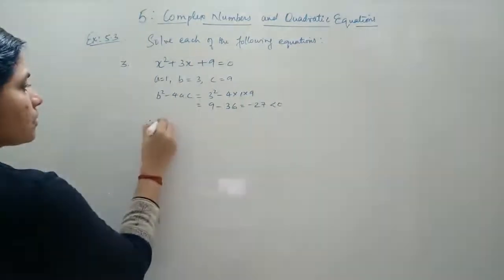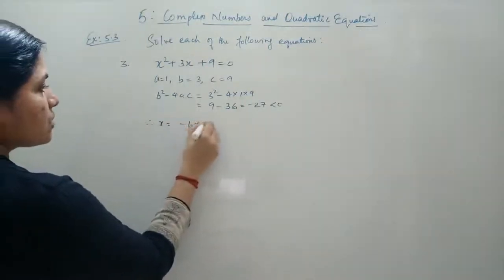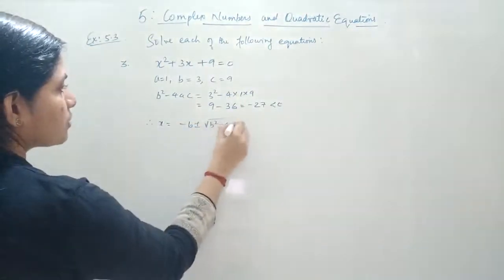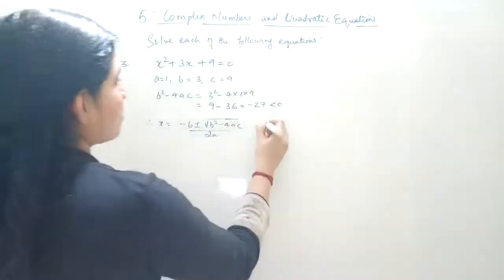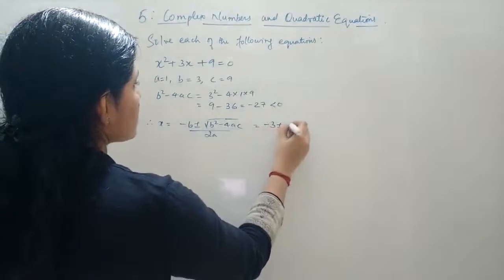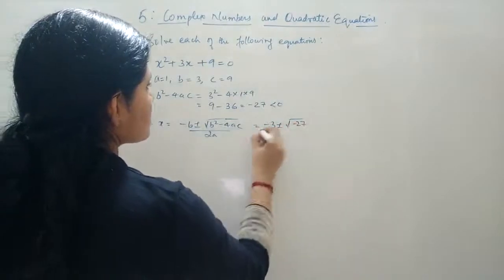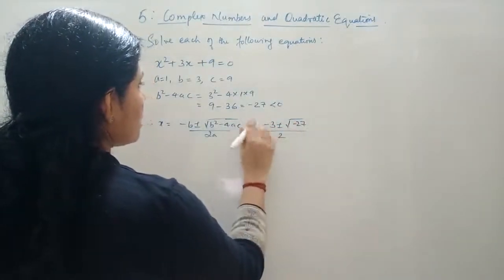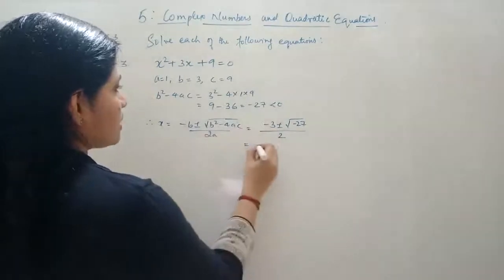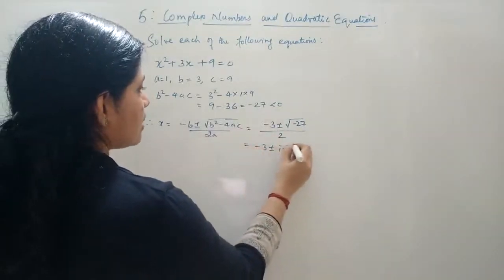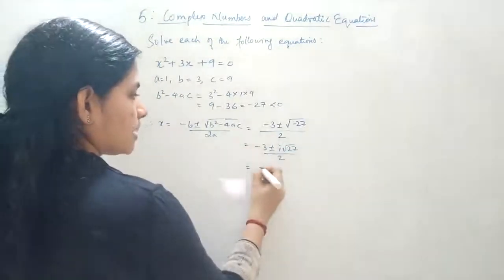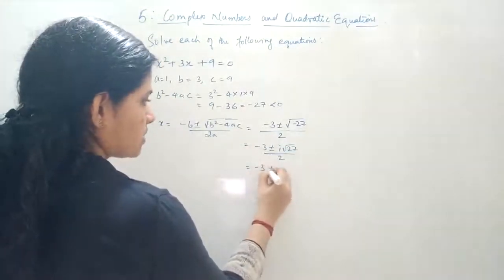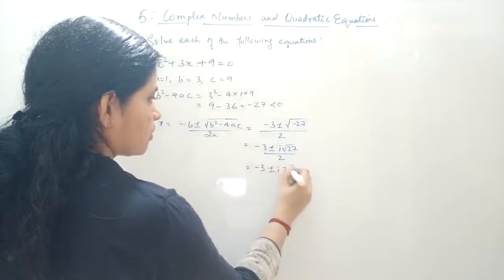So you can use, therefore, x as minus b plus or minus root of b square minus 4ac by 2a, which is equal to minus b, minus 3 plus or minus root of minus 27 divided by 2 into 1, which is 2. That means minus 3 plus or minus i root 27 by 2. Then root 27 can be written as 3 root 3. So you will get minus 3 plus or minus i into 3 root 3 by 2.